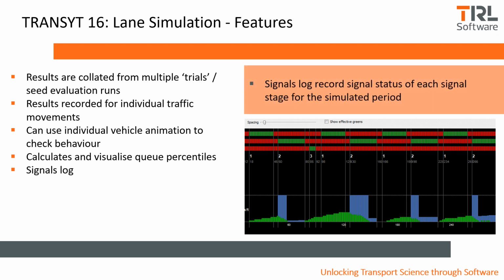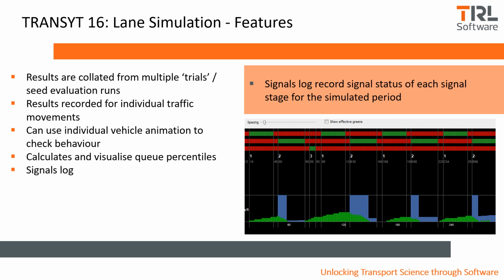And then finally you've got the signals log. This is a very visual way of representing what happens throughout the model time period. You can see the red and green times shown there along the top for the different phases shown on here, and then it marks out the stages on there with the timings on it as well.